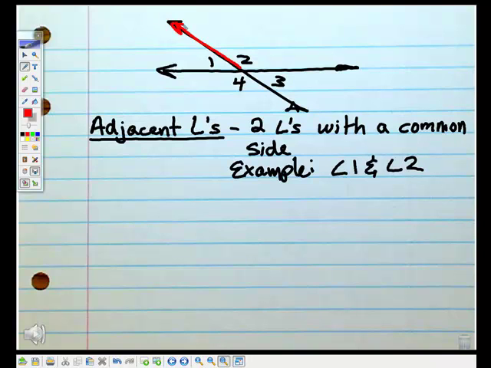So really what it comes down to is you're looking at two angles that are right next to each other. 1 and 4 would be another example of adjacent angles. 2 and 3 would be another example. 3 and 4 would be another example of adjacent angles. And I'm going to get rid of that writing because if I leave it in, it's going to get confusing. Congruent angles.